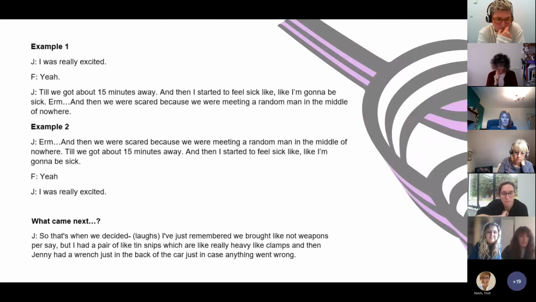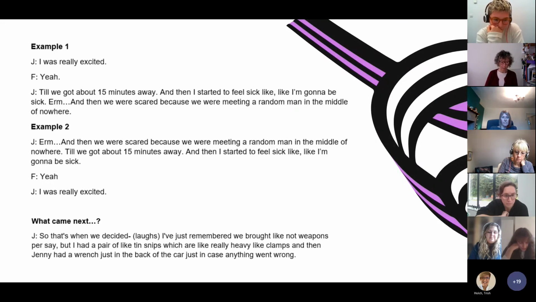So what happened next? Well, she then goes on to say at the bottom there, so that's when we decided, and she laughs, I've just remembered we brought, like, not weapons per se, but I had a pair of tin snips, which are like really heavy clamps. And then Jenny had a wrench just in the back of her car in case anything went wrong.